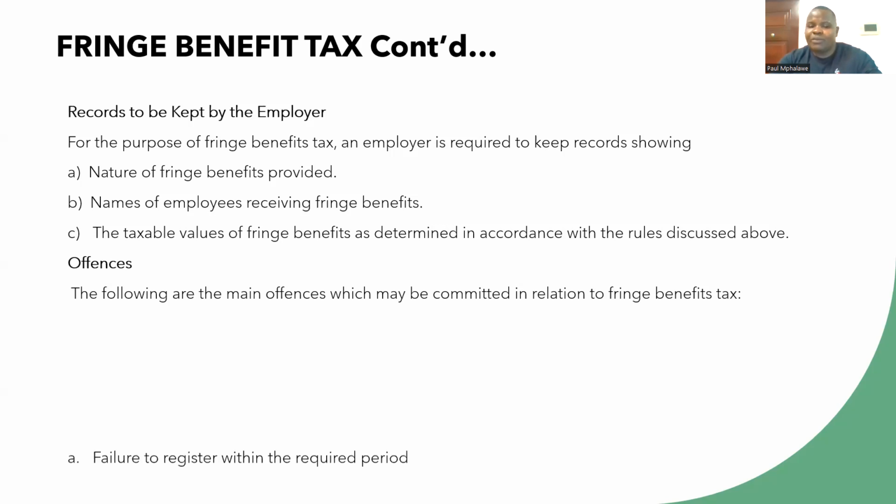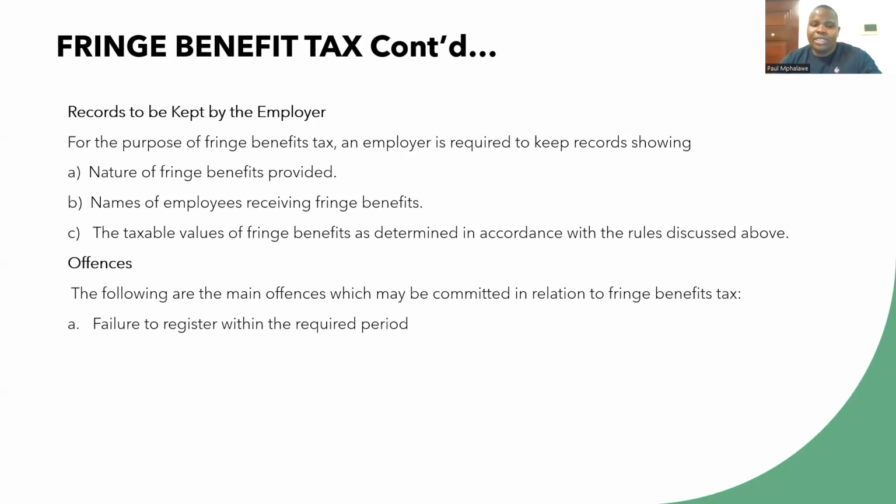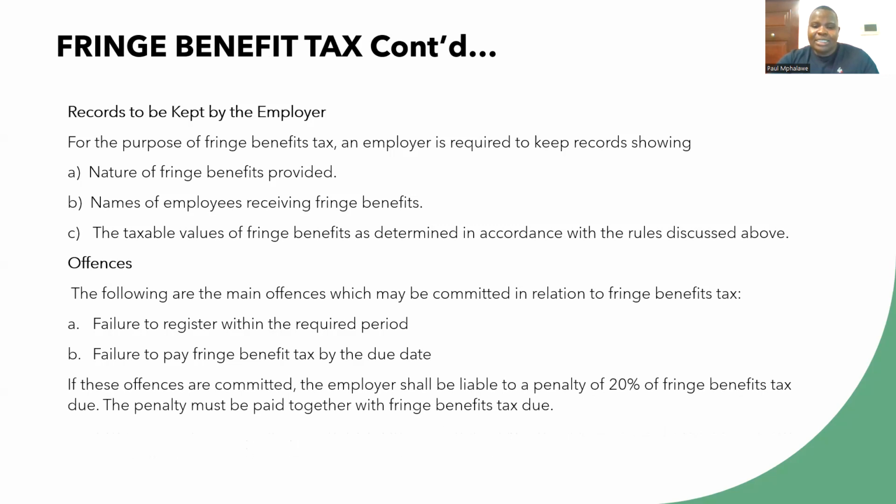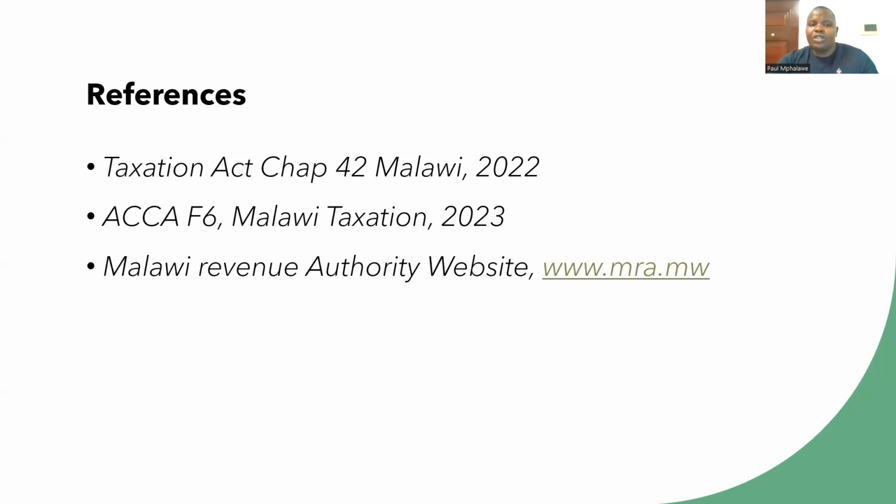If you commit an offense, the following are the main offenses which may be committed in relation to FBT. Number one, failure to register within the required period. You've started paying fringe benefits to your employees and you fail to register. There's a problem. Okay, you'll be penalized. Failure to pay fringe benefit tax as due on a due date, there's a problem. If the offenses are committed, the employer shall be liable to a penalty of 20% of FBT due. The penalty must be paid together with the fringe benefit tax due.